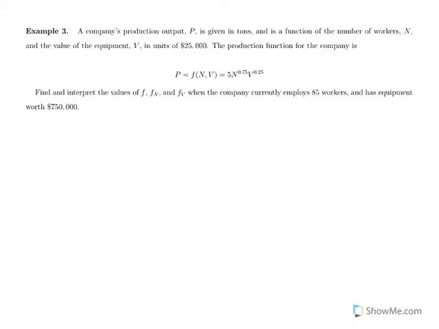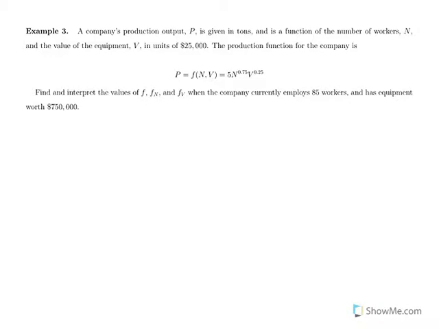All right, our next example here. A company's production output, P, is given in tons and is a function of the number of workers, N, and the value of the equipment, capital V, in units of $25,000. The production function for the company is P, which is a function of N and V, the number of workers and the value of the equipment, is 5 N to the 0.75 times V to the 0.25.